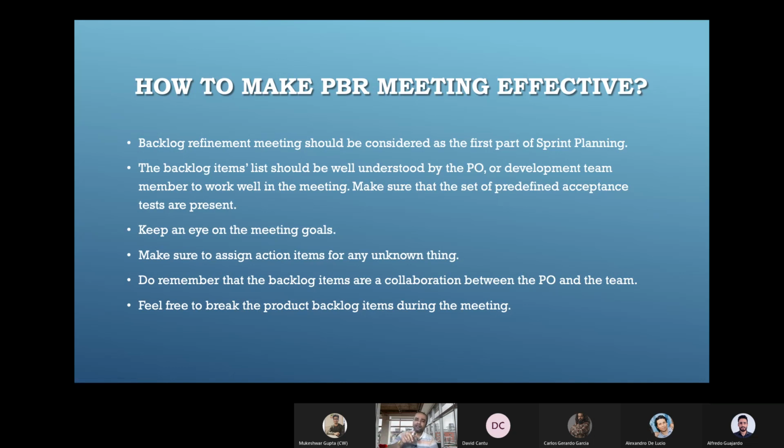So before sprint planning, if the product backlog refinement is ready, or if it happens, then we save sprint planning time. Sometimes I have seen the sprint planning meeting is not restricted to 60 minutes, but goes on to 90, 120, 180 minutes, even up to 2.5 hours for a bigger team. Then the backlog item list should be well understood by the product owner. That is the first thing, and by the development team, so that they can work well in the meeting.